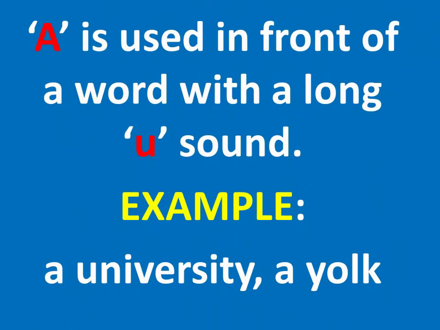A is also used in front of a word with a long U sound. Of course, U is a vowel, but we are not talking of U as a letter. We are looking at U as a sound that you hear in a word. Okay, so if I have a word with a long U sound like university or yoke, we introduce them with A, an indefinite article.